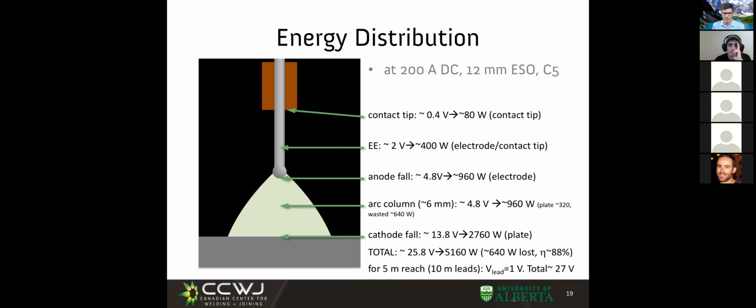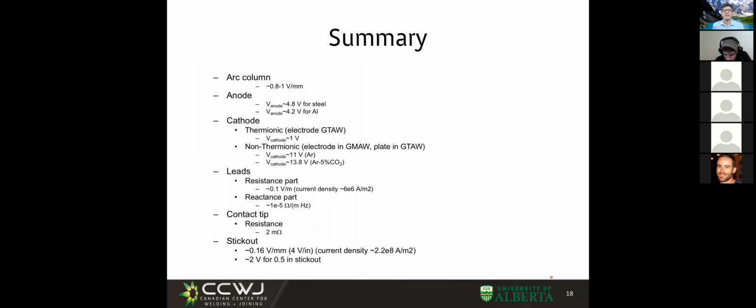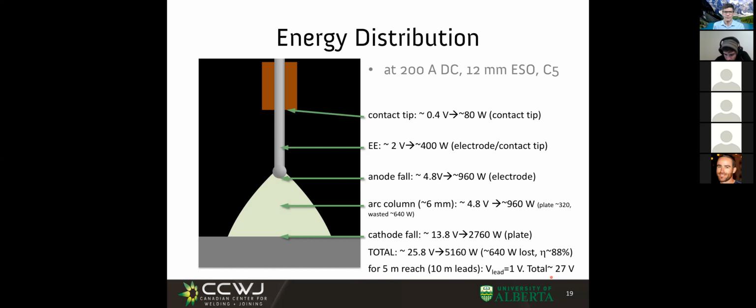they are so powerful. Now, if we add the 5-meter reach for the leads, 5-meter reach means 5 meters to go and 5 meters to come back. So it's a total of 10 meters. The voltage in the leads would be 1 volt. I like this one. 1 volt is not a crazy number, and gives us that this welding process would be more or less 27 volts. And we can anticipate this just using this summary slide we have here. Powerful.